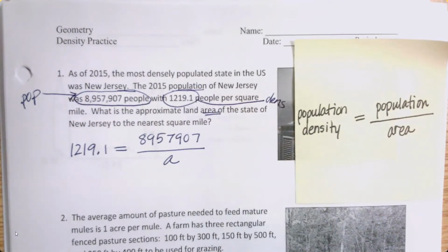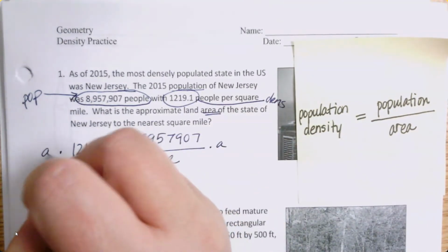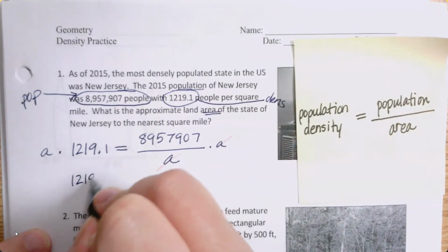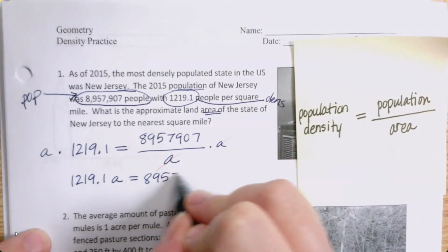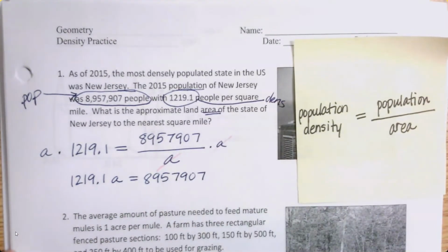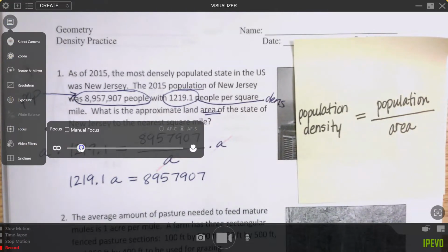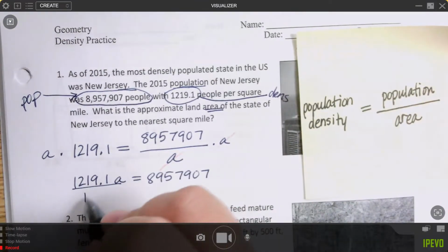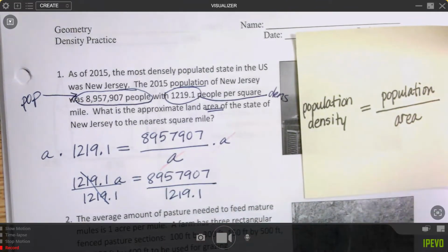So the first thing I would do is try to get the A out of the denominator. So we multiply both sides by A. And we could write it this way. Alright, so I have 1,219.1 times A equals the population. Is A alone yet? A is not alone yet, so I've got to keep going. Okay, A is not alone, so I have to get it alone, which means dividing both sides by the density. And then I'm ready to go to my calculator because A is alone.